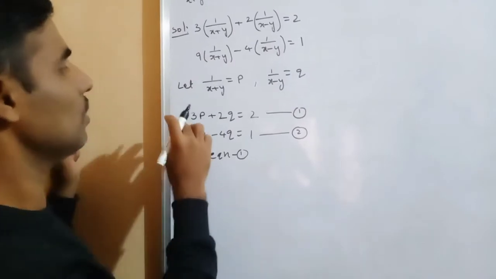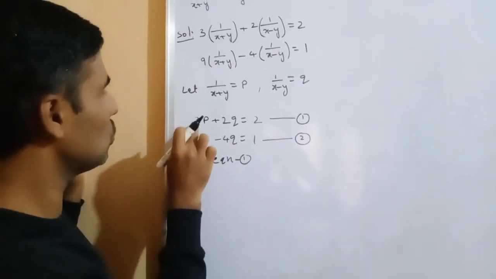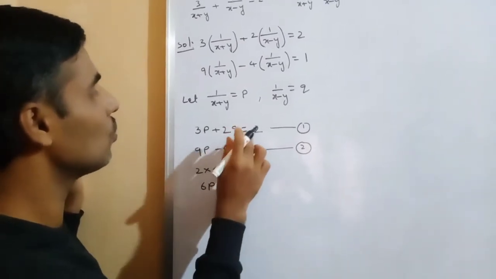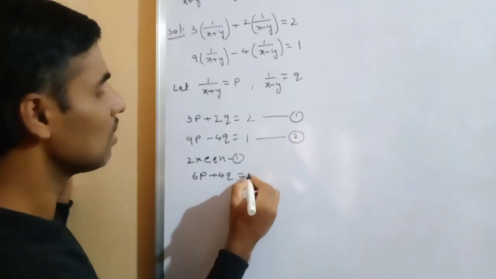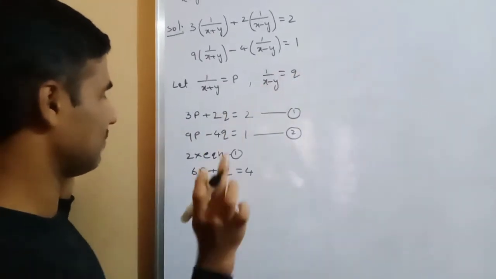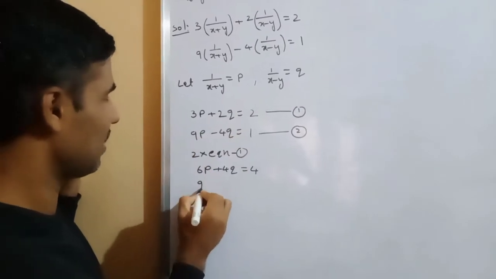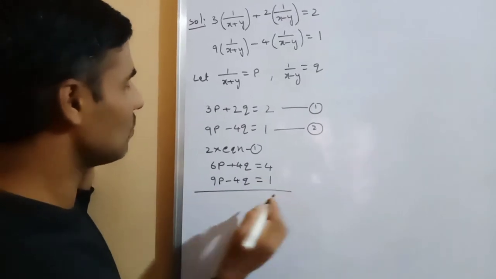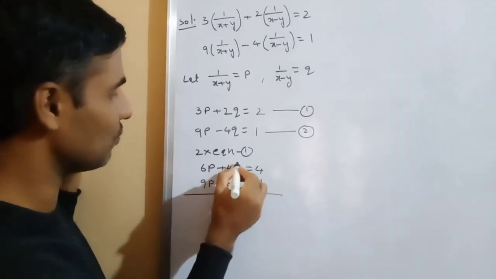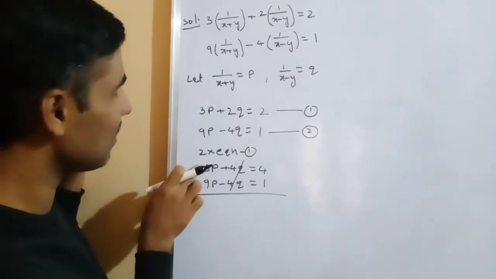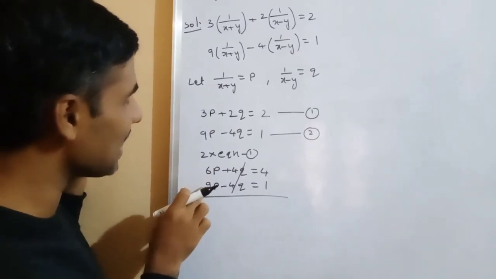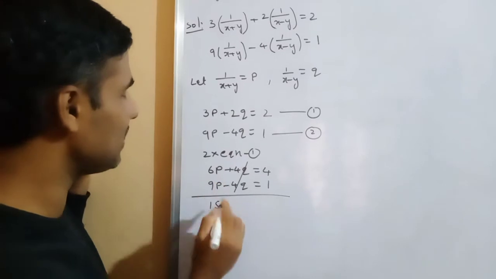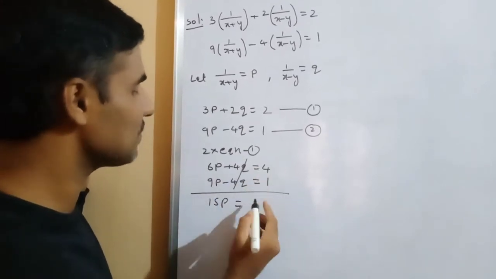So multiply: 2 threes are 6p, 2 twos are 4q, equal to 2 twos are 4. The other one as it is: 9p minus 4q equal to 1. Now plus 4q and minus 4q cancel. Now 6 plus 9 is 15, so 15p equal to 4 plus 1, which is 5.